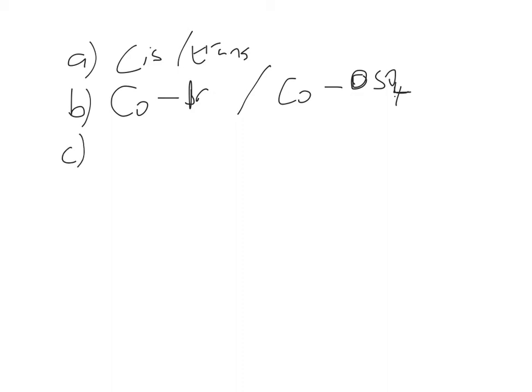C. These are geometric isomers again. So these are the fac and mer isomers. Do those three identical ligands sit along some sort of meridian, like the prime meridian on a globe, or do they sit on the face of an octahedron? Do they sit in a little triangle, if you like, trans to the other type of ligand?